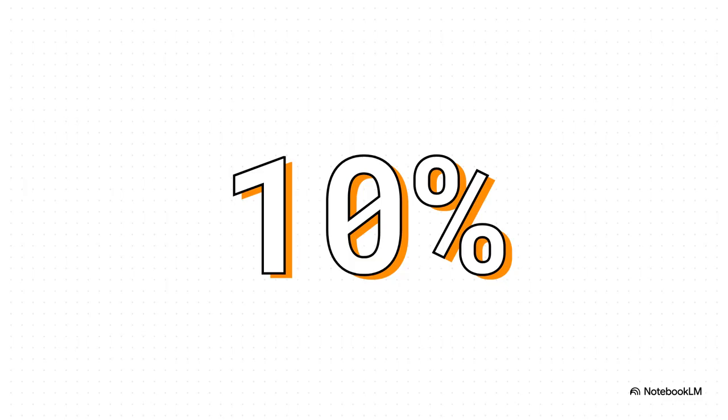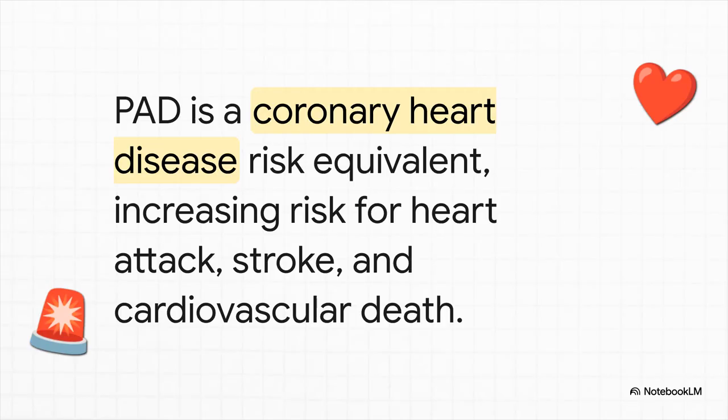That's right. By the time someone hits 70, there's about a 1 in 10 chance they have peripheral artery disease. This isn't some rare, exotic diagnosis. It's something you're going to see in your clinic day in and day out. And this is exactly why that 10% is so important.